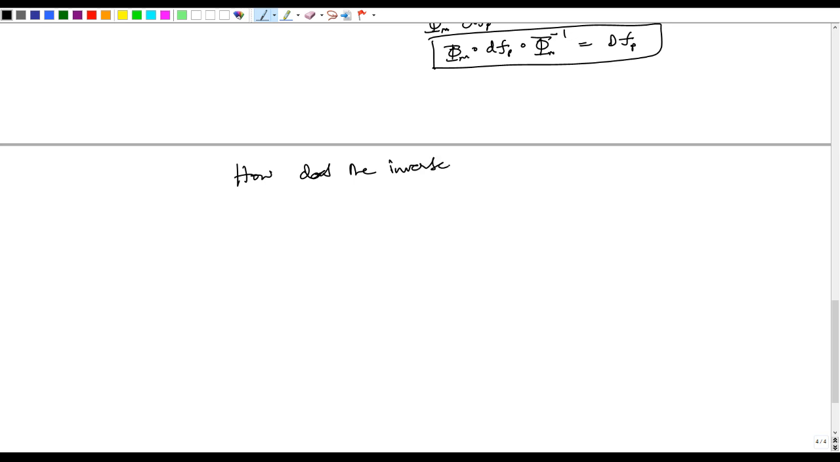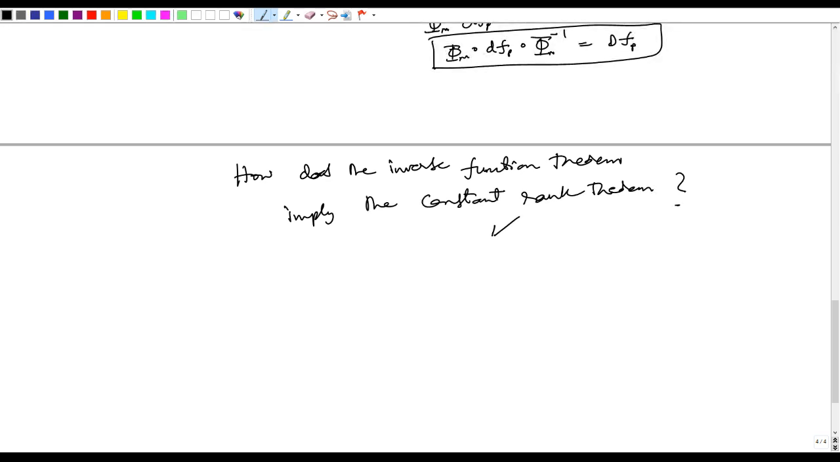But let's just look at a simple example. Inverse function theorem implies the constant rank theorem. So let's recall the constant rank theorem first. So this states the following.